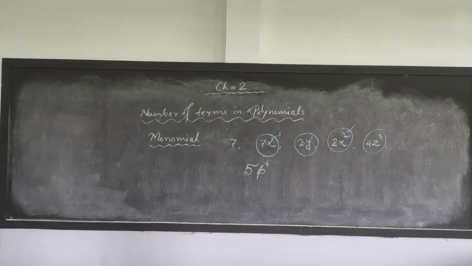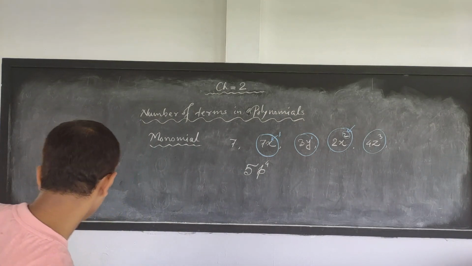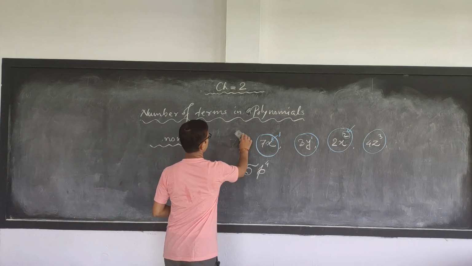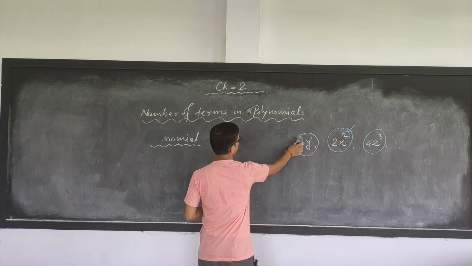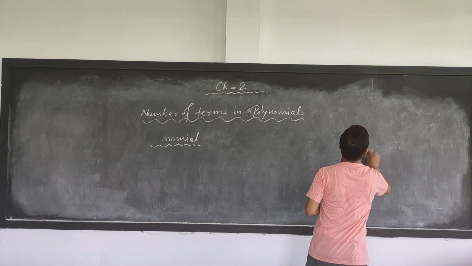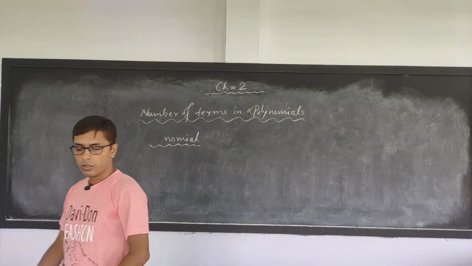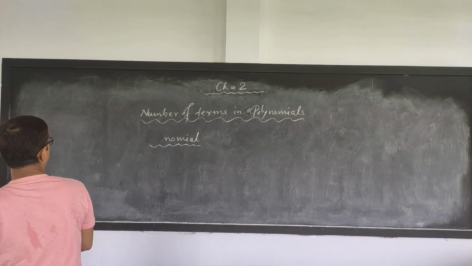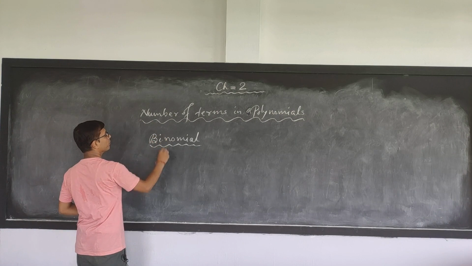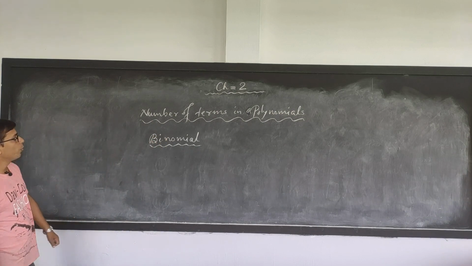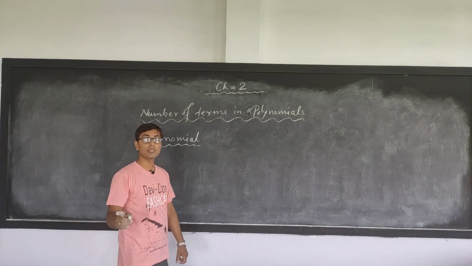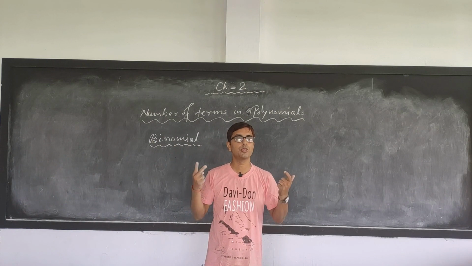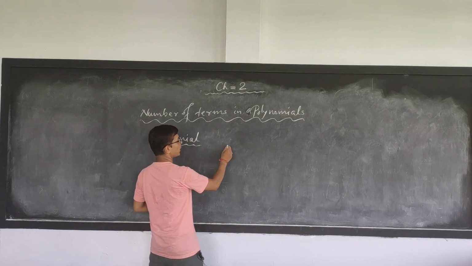Now, what will be the polynomial if there are only two terms? If there are two terms, then such type of polynomials are known as binomial. What? Binomial. The polynomials having two terms are known as binomials. Alright? Binomials. B-I-N-O-M-I-A-L. Binomial. What are binomials? Those polynomials which have only two terms. Alright, monomial only one term, binomial two terms. Clear? Those polynomials having two terms are known as binomial.